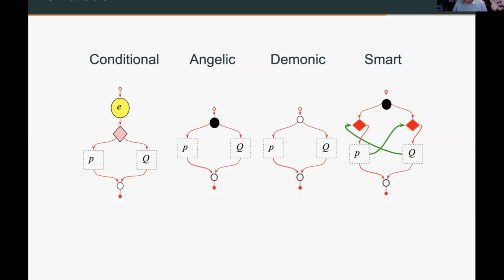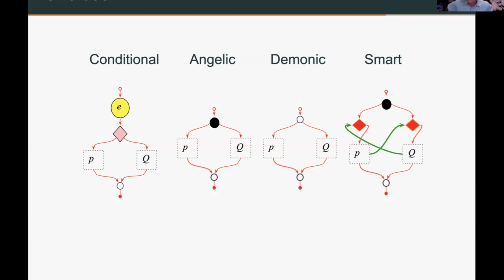But the smart way is sort of what I was describing before, which is we want to try doing one and try doing the other. But if one of them succeeds, then we don't have to do the other. In other words, P or Q, whichever one works. But there's no need to do both. And that's what that red diamond means.